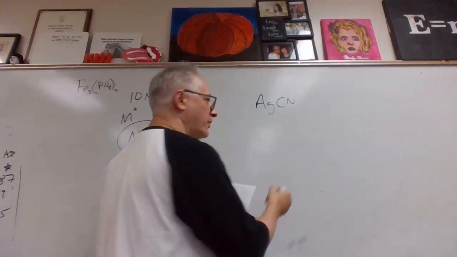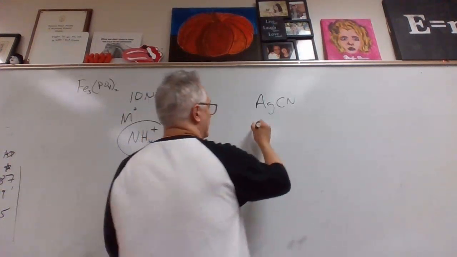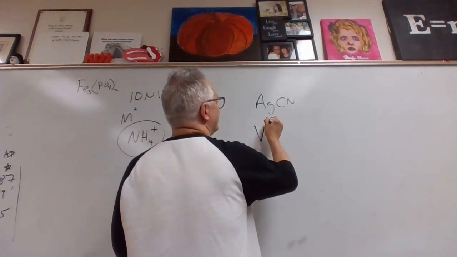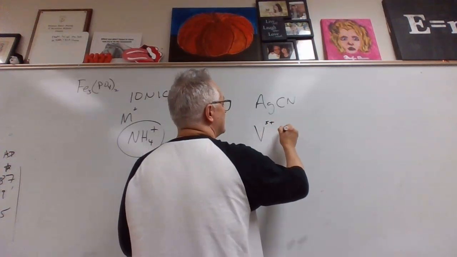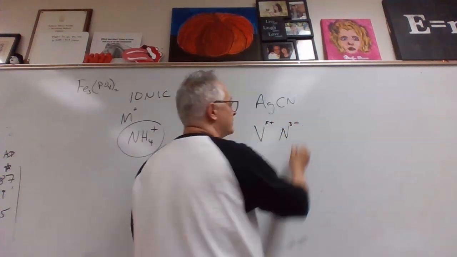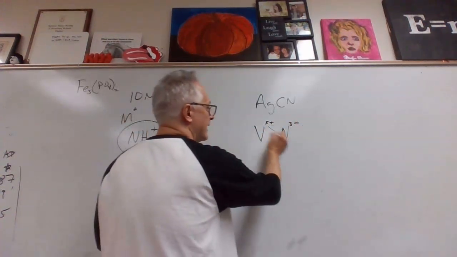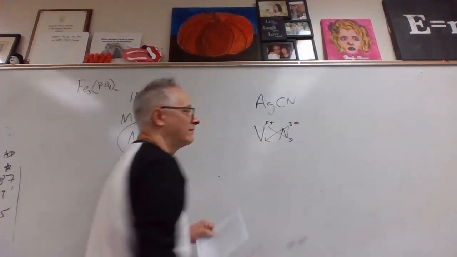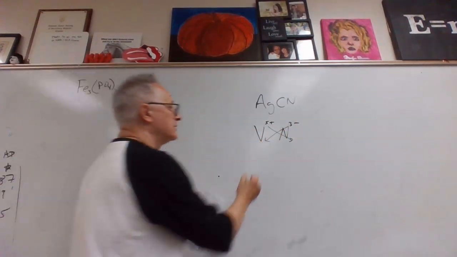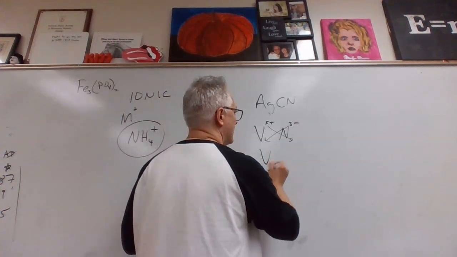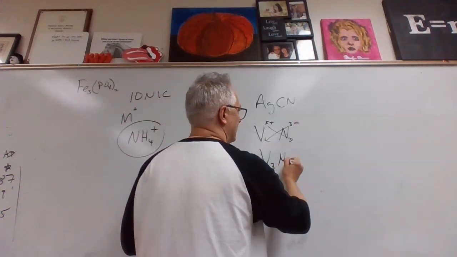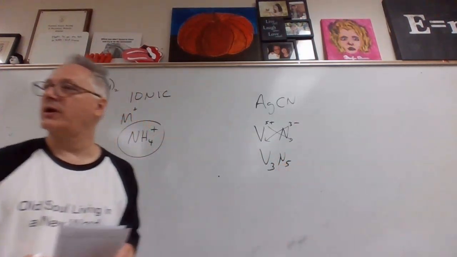Vanadium 5 nitride. Here's one where we could do that trick. Vanadium is a +5, and nitride is a -3. So we can do that little thing there because we have to find the least common multiple. So V3N5. That would be our chemical compound.